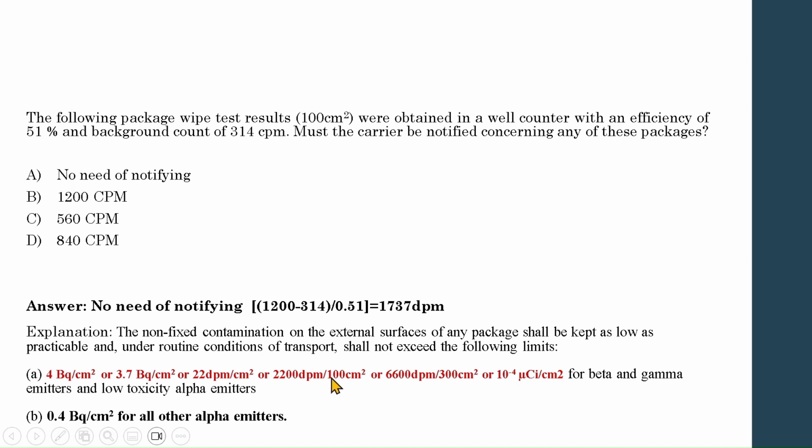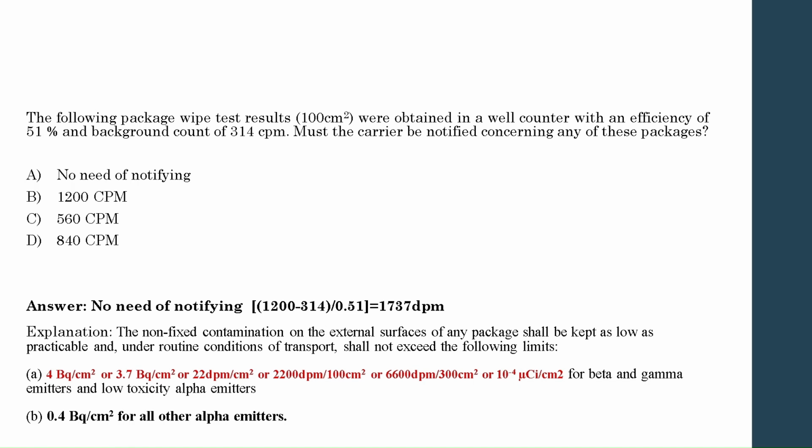So these are the limits for various beta and gamma meters and low toxicity alpha meters. The limit is 4 becquerel per centimeter square, or 3.7 becquerels per centimeter square. That is one and the same thing. In different books different limits are given, but these all mean the same, only the units are different. Like it is 22 dpm per centimeter square, and it is 2200 dpm per 100 centimeter square. In this question it was for 100 centimeter square, so our value comes out to be 1737 dpm. So it is within the limits. If the answer had come out more than 2200 dpm, then we must have informed the carrier.